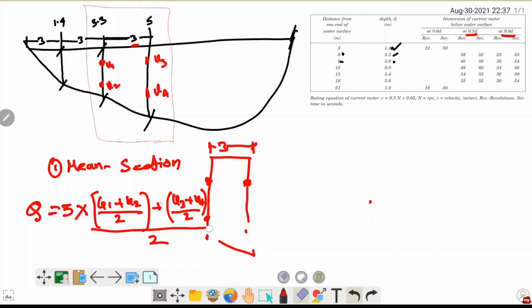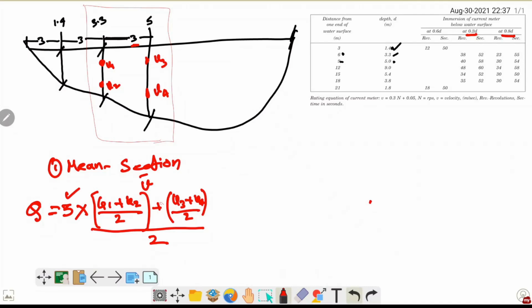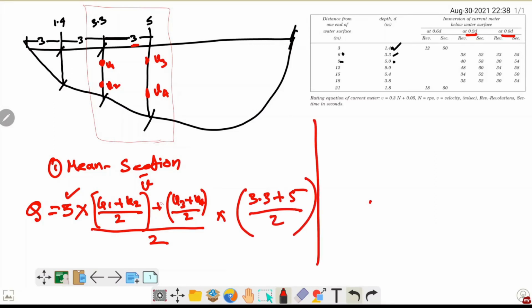Let me erase this now. So we have the width, we have the velocity, and now we need to multiply by depth. So depth is going to be how much? 3.3 plus 5 divided by 2. So this is going to be our mean section for this strip.